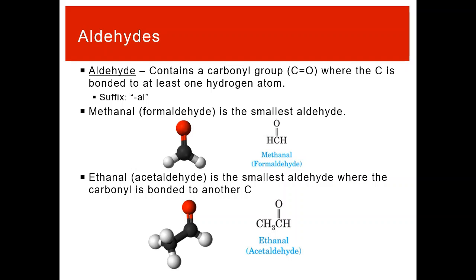Aldehydes are any molecule that contains a carbonyl group where the carbon is bonded to at least one hydrogen atom. The suffix we're looking for here is -al. It is a little bit different here than we've seen before. Anytime -al shows up, that's the front of the word aldehyde. Methanal is an aldehyde, ethanal is an aldehyde. These would be where we have that carbonyl carbon, the carbon-oxygen double bond right here, there's our carbonyl. And you can see there's always hydrogen that's linked into that, either methanal or ethanal.